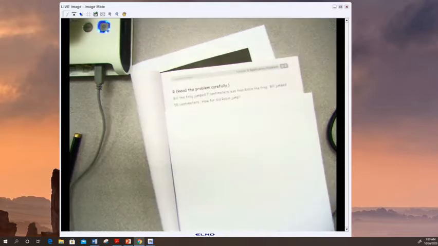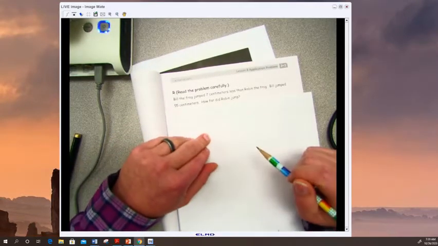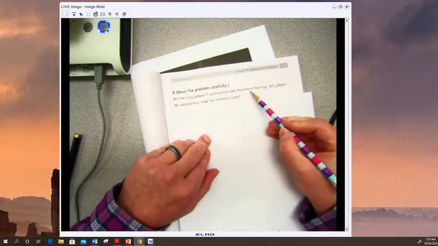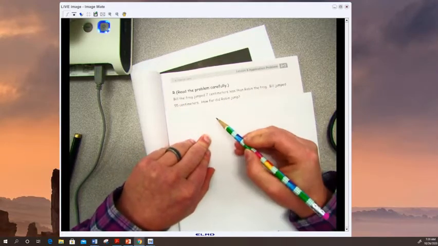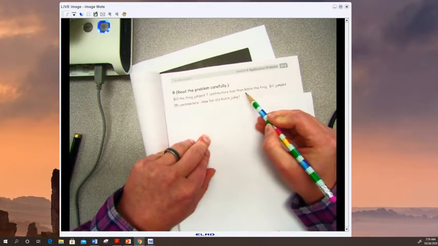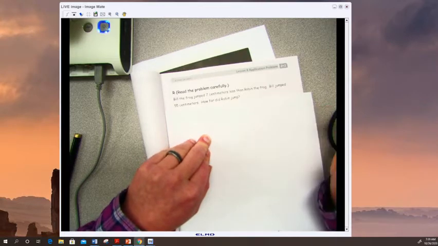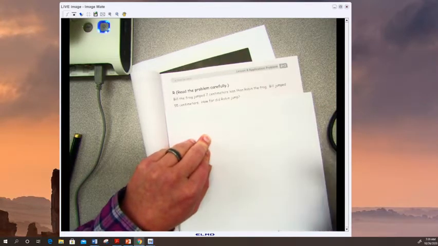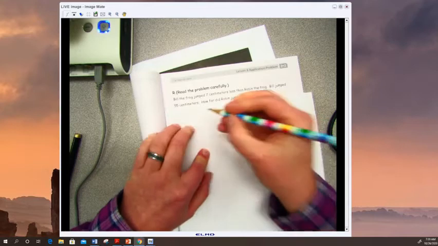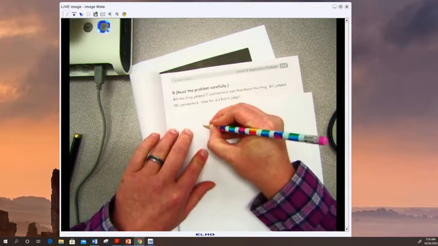Welcome back. So the first thing we need to think about is which frog jumped further, Bill or Robin? It says that Bill the frog jumped 7 centimeters less than Robin the frog. So that means that Robin the frog jumped further. Bill did not jump as far. So to solve this problem, I'm going to use a tape diagram.